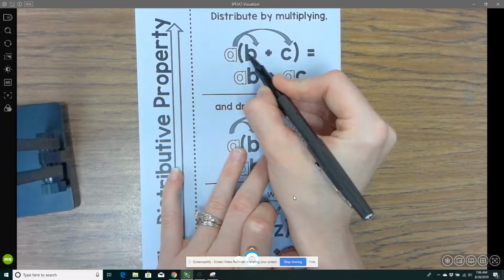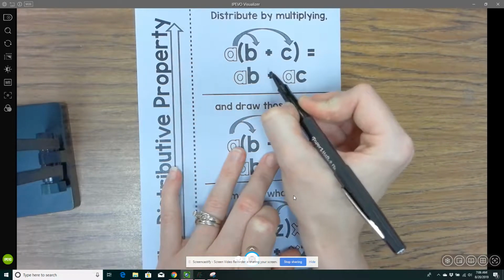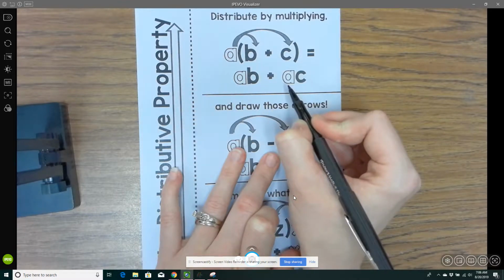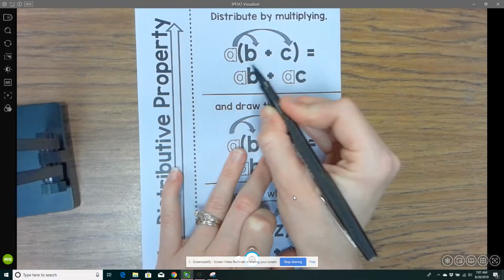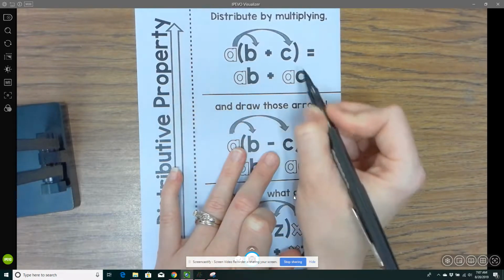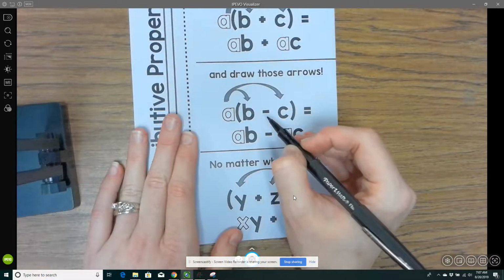So here we'd have A times B, which would give us AB. And then we just bring the plus sign down. And then we do A times C, which would give us AC. And so this would be using the distributive property, and this would be breaking down or simplifying this expression. So it works with subtraction as well.